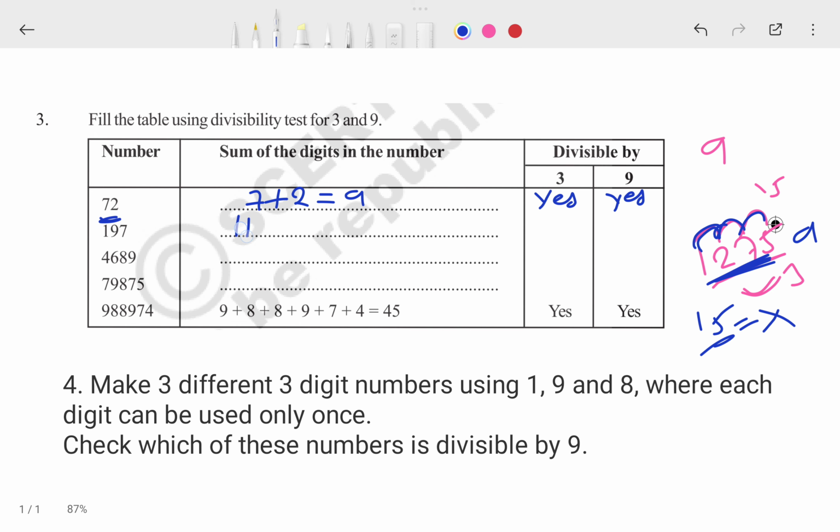Second question, 1 plus 9 plus 7. If you add this, it is going to be 17. In the 3 table, is 17 there? No, it is not there. In the 9 table, is 17 there? No, it's not there. Okay, no.